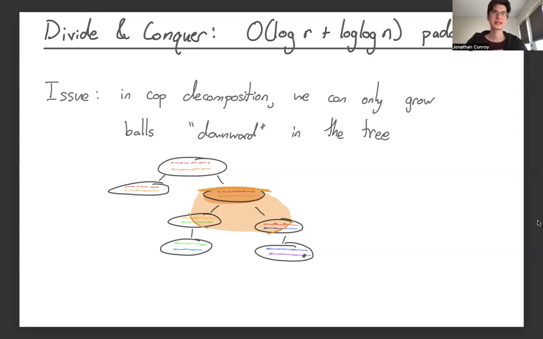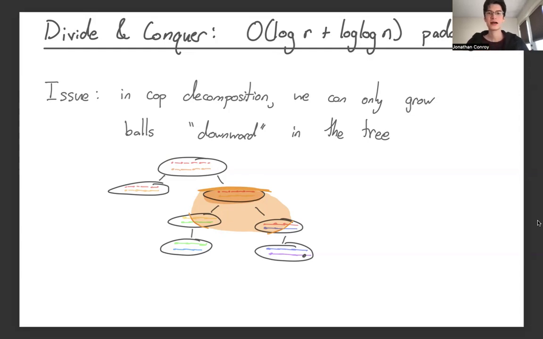But this is bad because if we grow a ball only downward from the centroid cluster, this means that we're going to cut edges deterministically between the vertices that are in the centroid bag and vertices that are above the centroid bag. There's no randomness that we can play with here. It's a deterministic cut if we only grow downward.